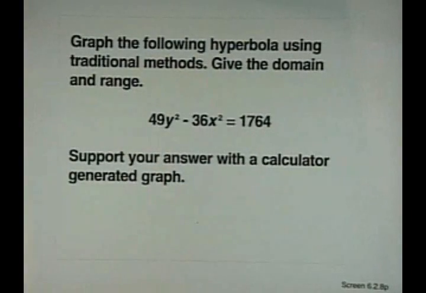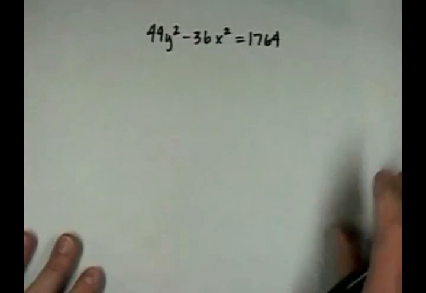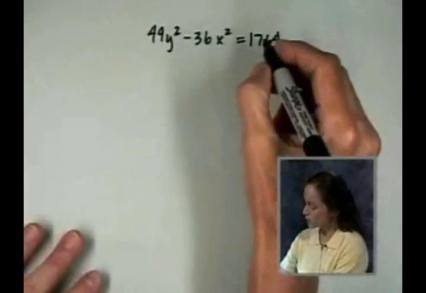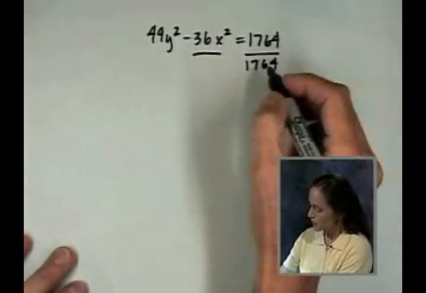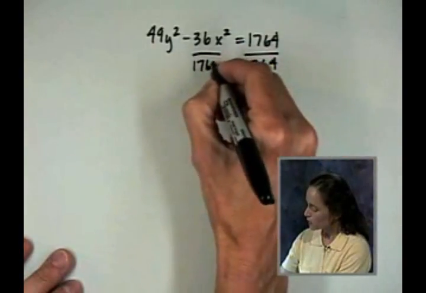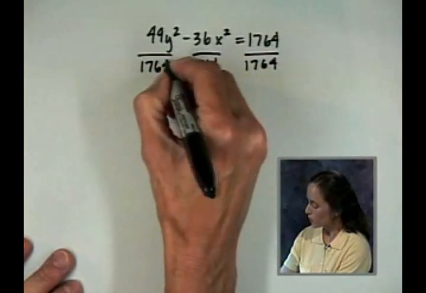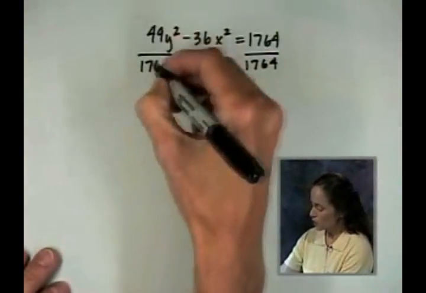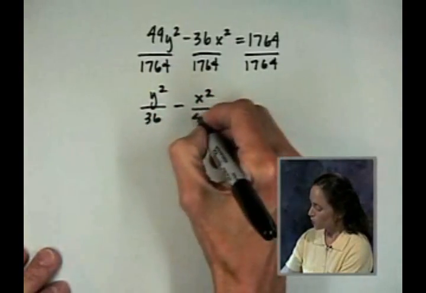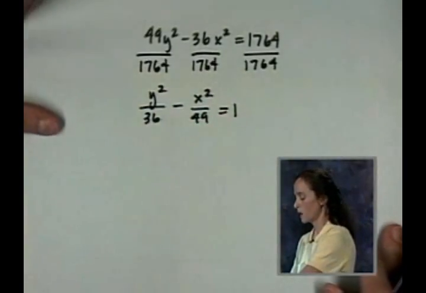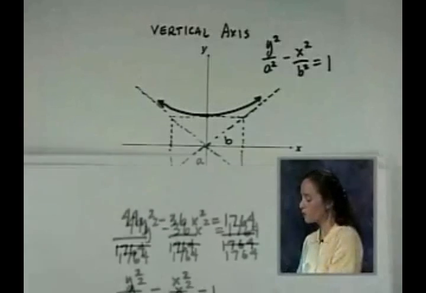Here's what we'll do. We want to graph this hyperbola using traditional methods by hand. We're going to state the domain and range, and then we're going to put it into our graphing calculator. Here's what we have. To get one of the two forms in the first case, I'm going to divide each part of the equation by 1,764. This simplifies, and you can check it on your calculator, to y squared over 36 minus x squared over 49 equals 1. This particular hyperbola matches the vertical axis case.